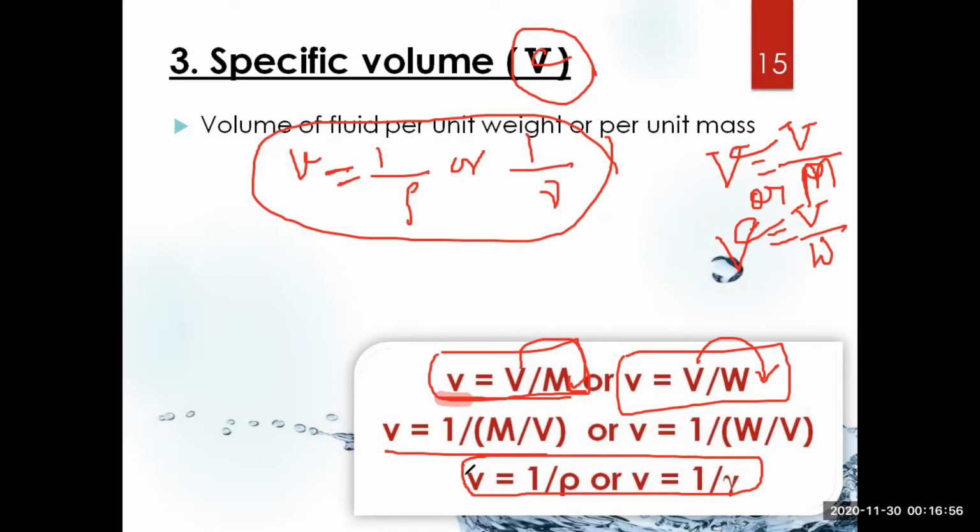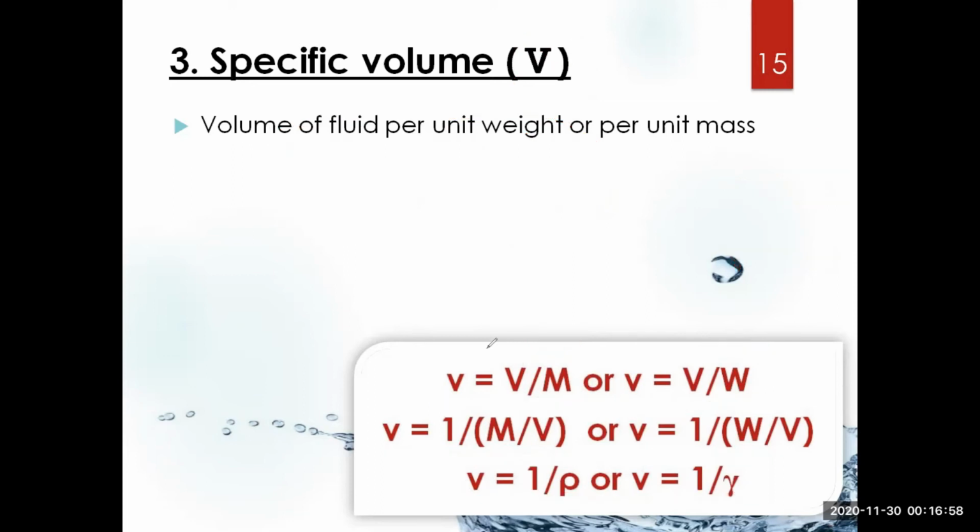So using this, and as you see the formula, from the formula itself you can derive the unit for the specific volume. So it is a volume per mass or volume per weight. So it will be meter cube per kg or meter cube per newton.